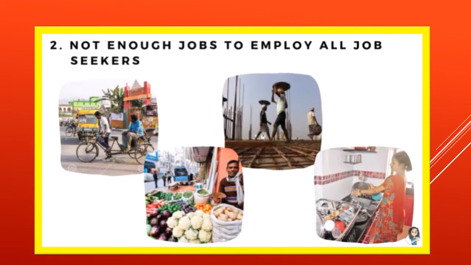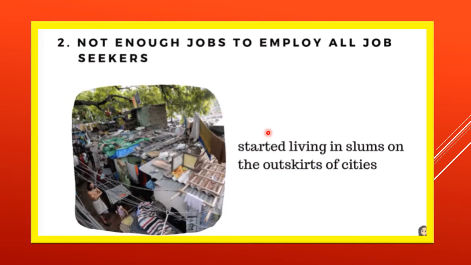So they worked, as you can see in the picture, as rickshaw pullers, as vegetable vendors, or worked on construction sites, or even worked as domestic servants. Now, with irregular income, these people could not afford expensive housing, so they started living in slums on the outskirts of the cities.